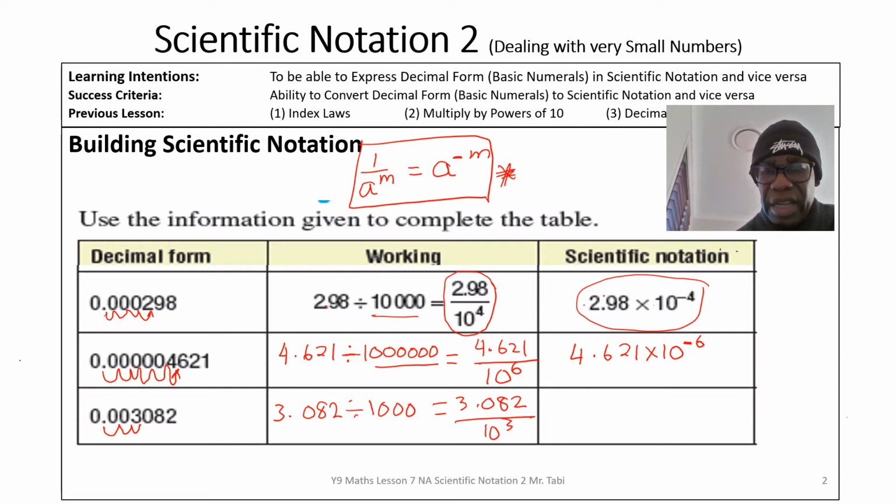So this in scientific notation is simply 3.082 multiplied by 10 to the power of minus 3. Beg your pardon. 10 to the power of minus 3, because it was divided by 10 to the power of 3. Okay.